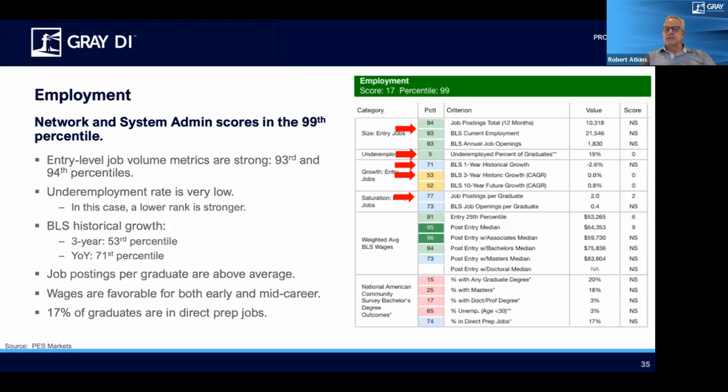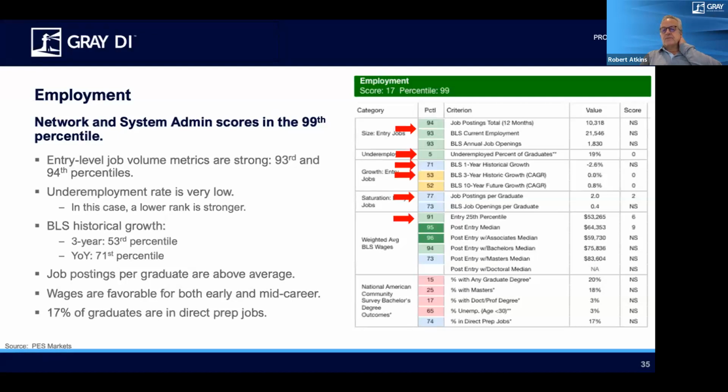And as we look at job postings per graduate, it's at the 77th percentile. There are two job postings for every graduate. Honestly, that's where I begin to get worried that we're starting to get out of balance between the number of graduates and the number of jobs. I like to see that number north of two. Once it gets to one, you're in a pretty ferociously competitive job market. So as I say, I think that job postings per graduate are beginning to suggest that this field is saturated on the employment side.